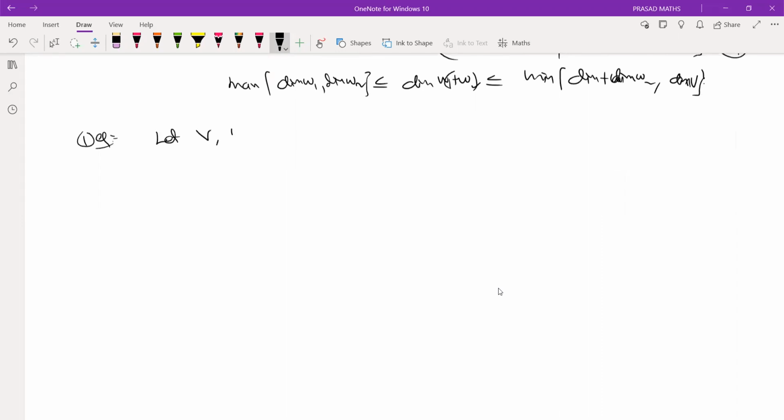Suppose V and W are subspaces of R5 with the condition dimension of V is 3, dimension of W is 3. So which of the following is true?